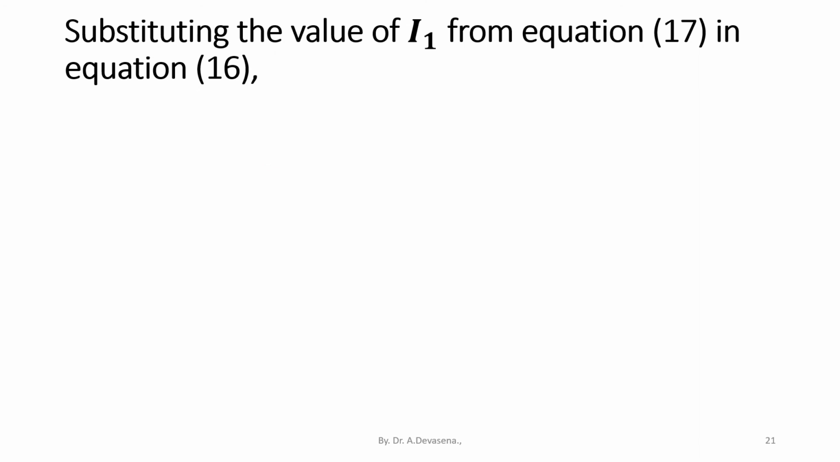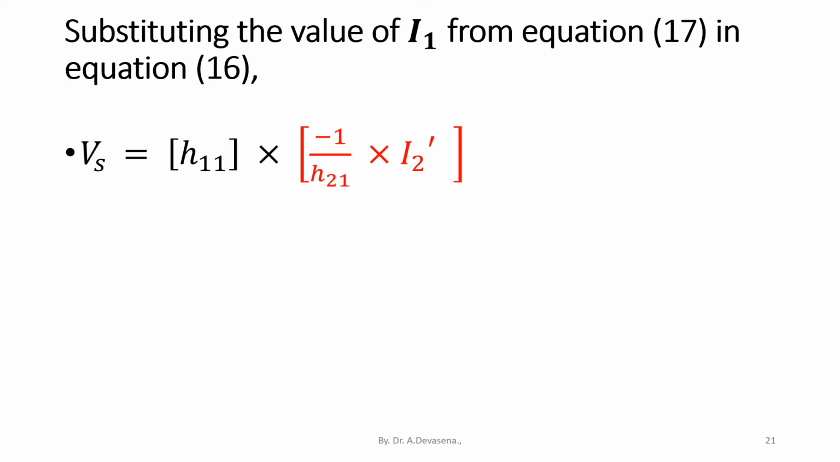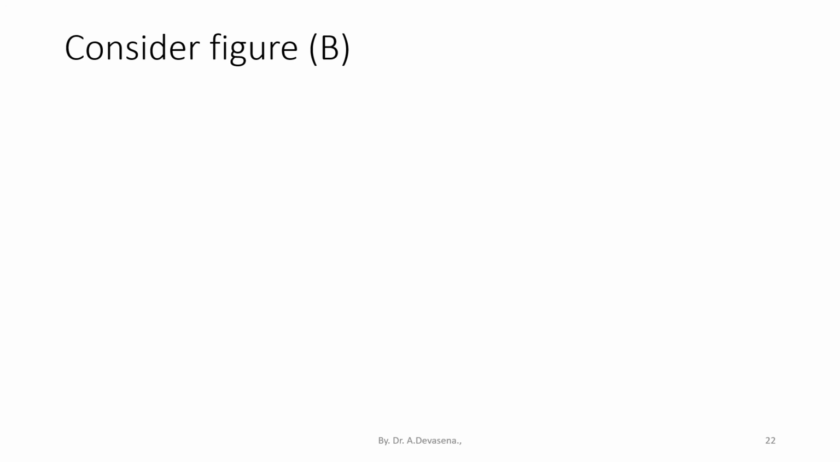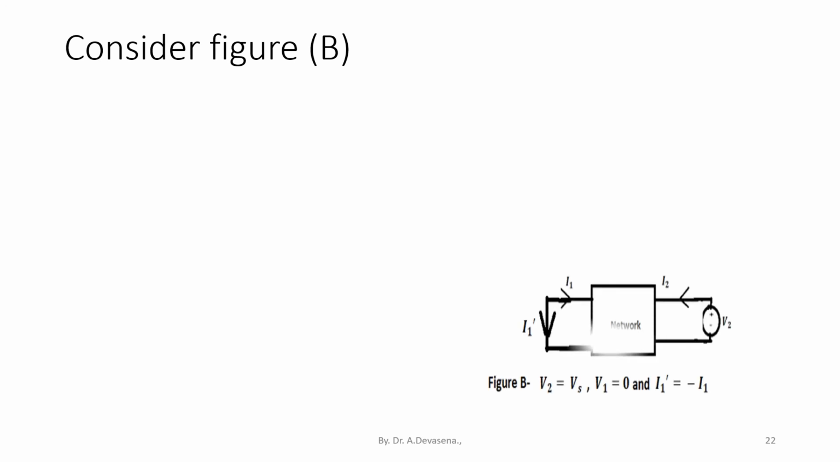Substituting the value of I1 from equation 17 in equation 16, equation 16 becomes Vs is equal to h11 into, open the bracket, minus 1 divided by h21 into I2 dash. This is the value of I1 we obtained from equation 17. If we simplify this equation, we get Vs divided by I2 dash is equal to minus h11 divided by h21. Consider figure B.